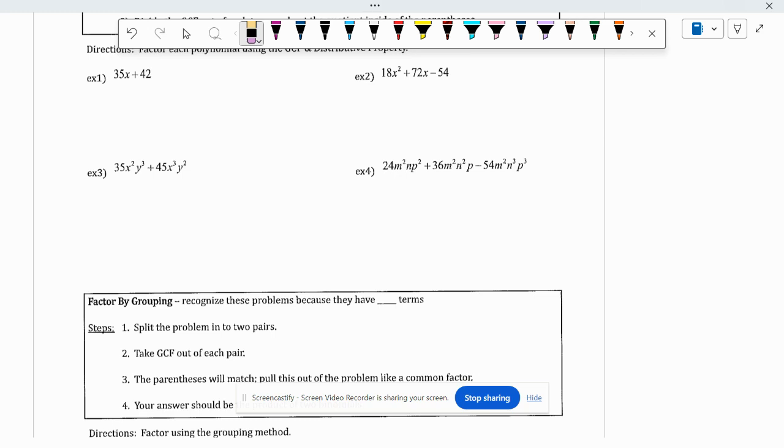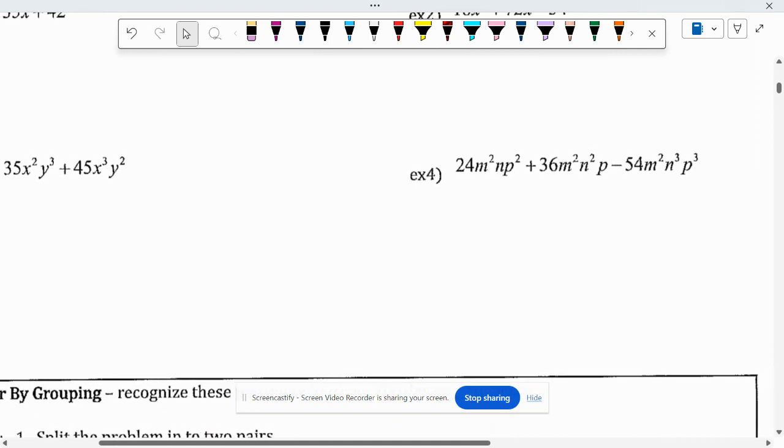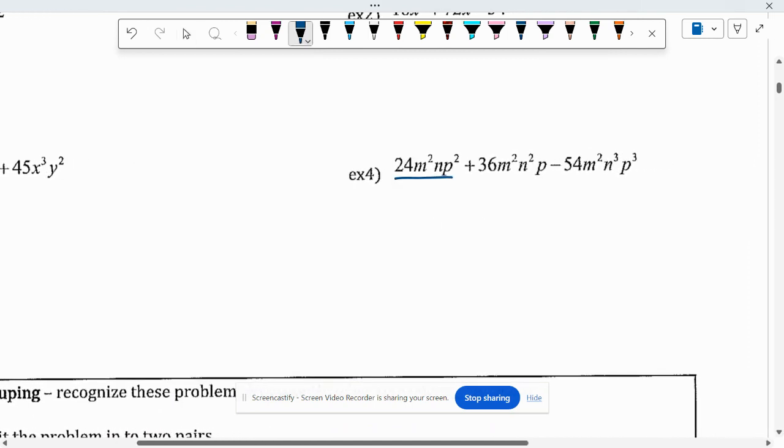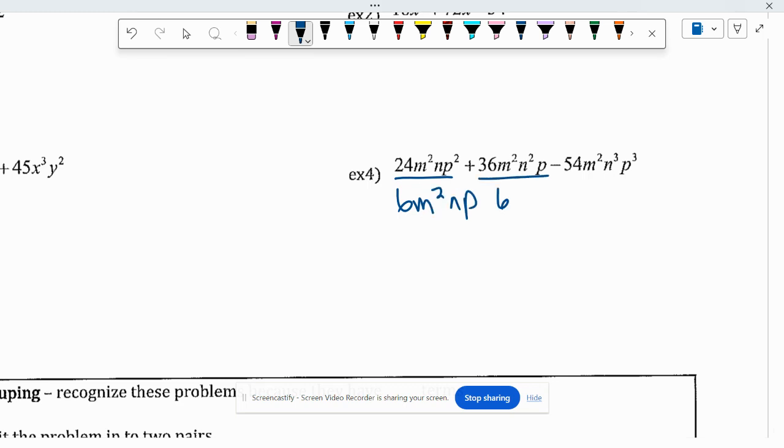Okay. So we were on number 4. I divided everything by 6m squared n p. So that's what I'm going to do. I'm going to divide everything by 6m squared n p. If you didn't watch the first video, you're just jumping in the middle, and you shouldn't be. So when I divide everything, remember I'm taking out my 6m squared n times p.